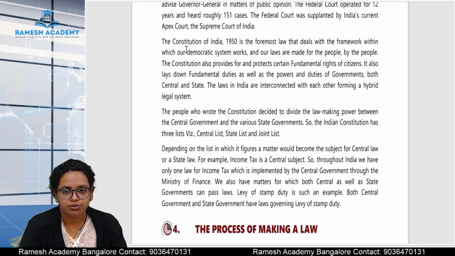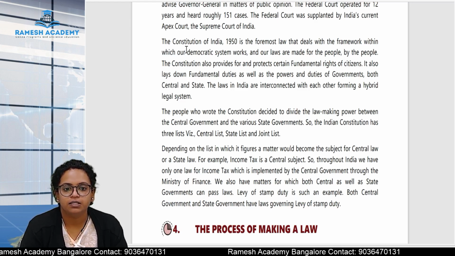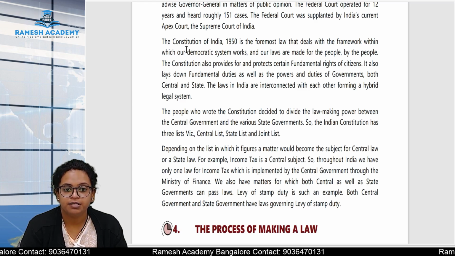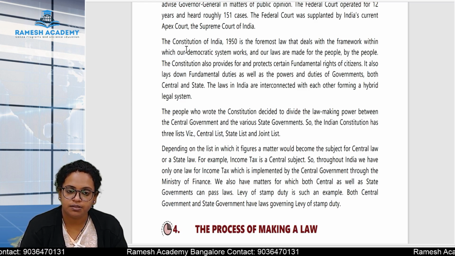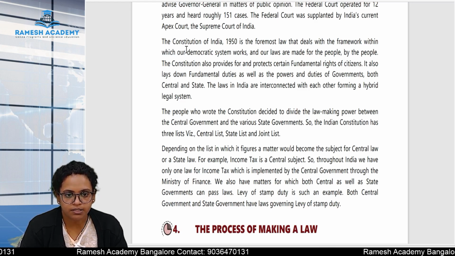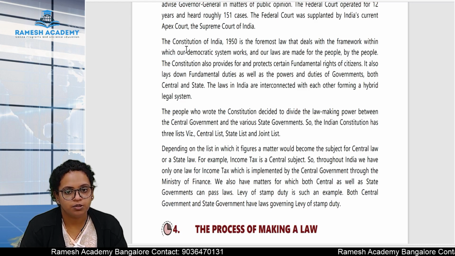So as I told you before, we have 2 governments, the central government and the state government. The center makes the laws in the parliament, and the state makes the laws in the state assemblies. Now the constitution has divided the law making power between the central and the state.